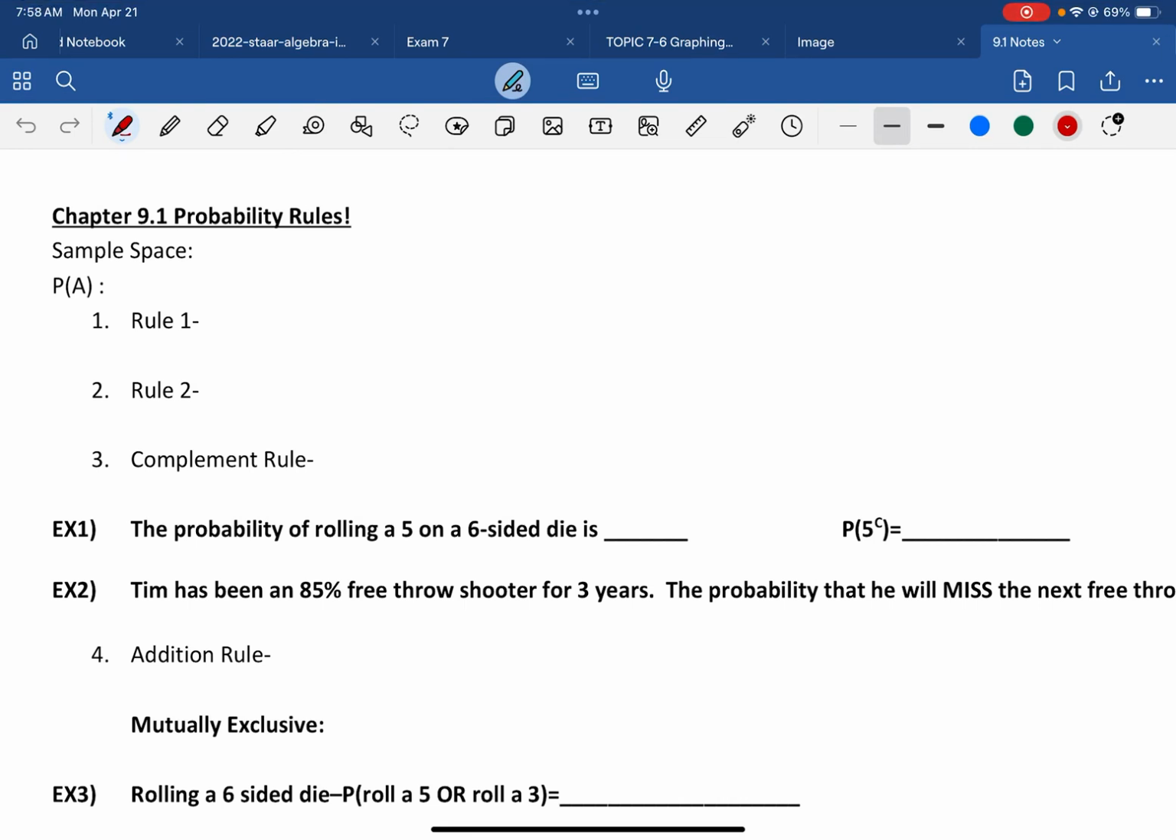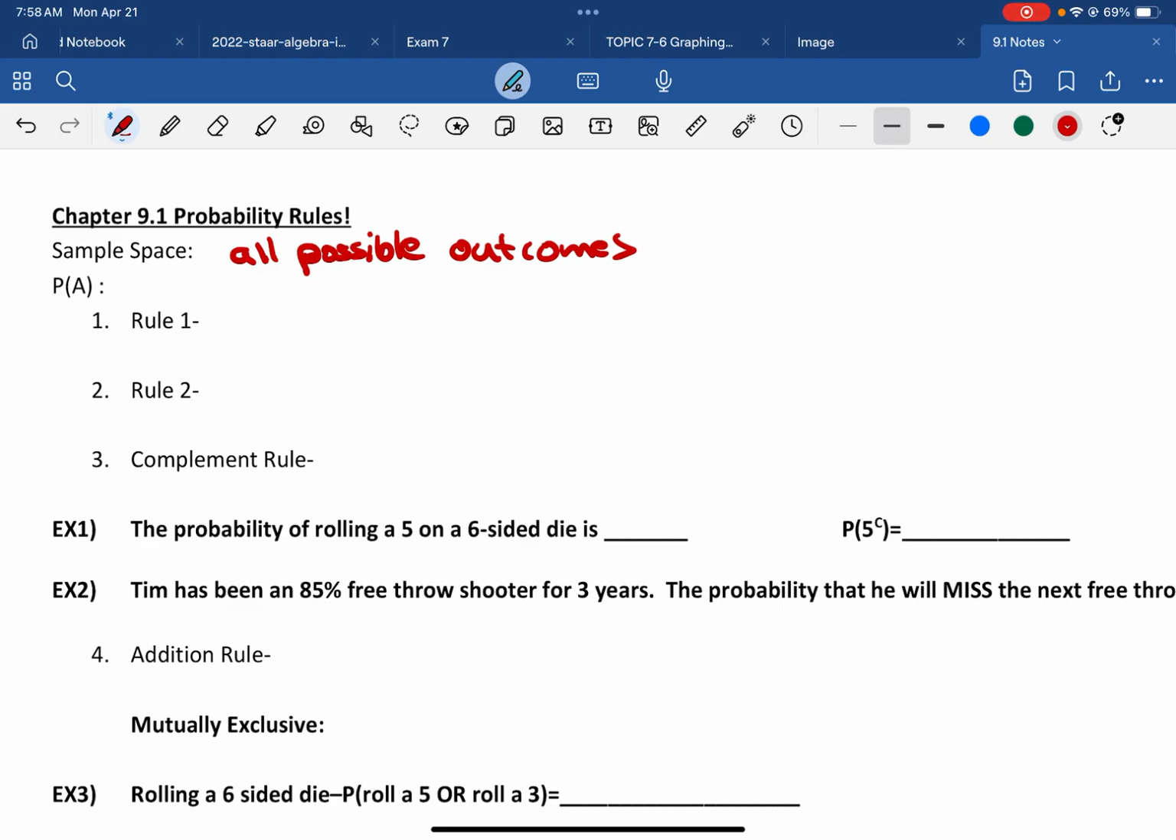Hey guys, let's talk about probability. So just some probability basics: sample space. All possible outcomes is your sample space. What are all the possibilities that can happen?